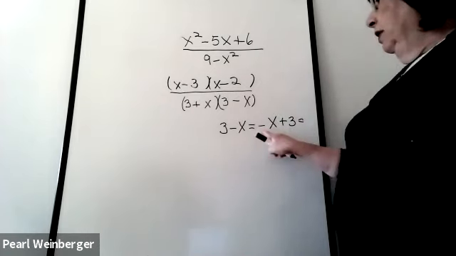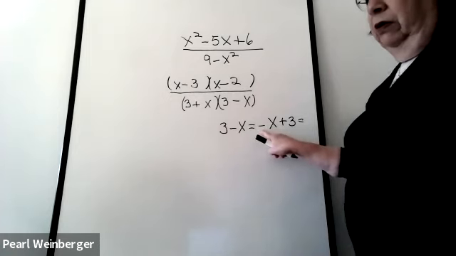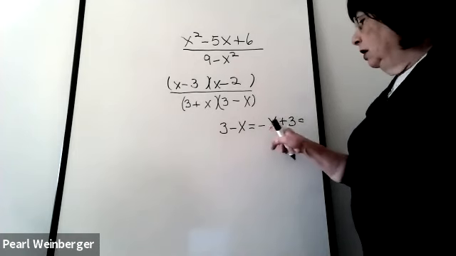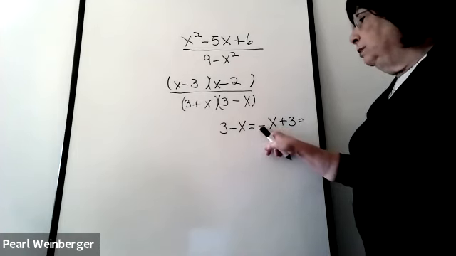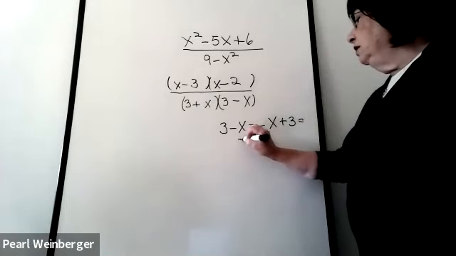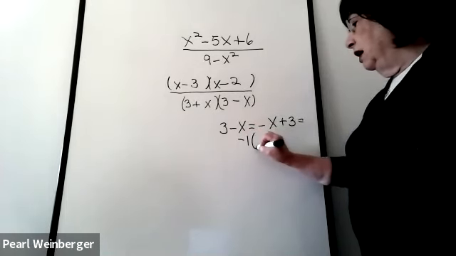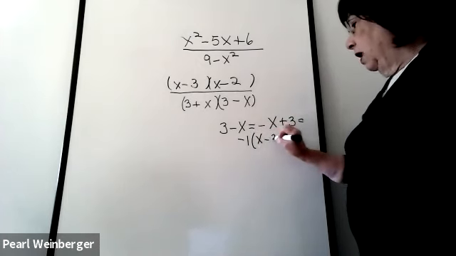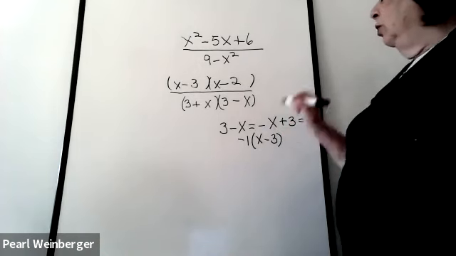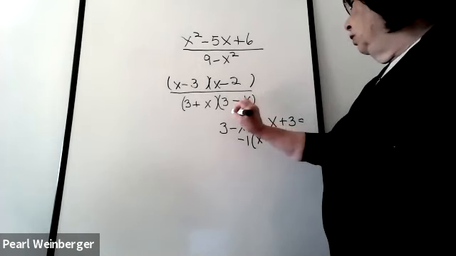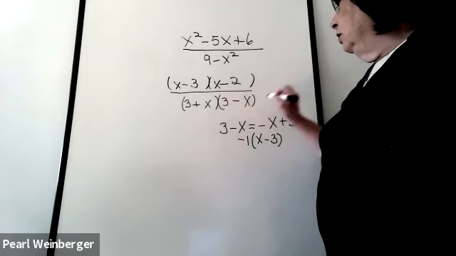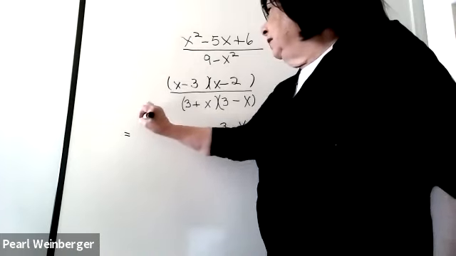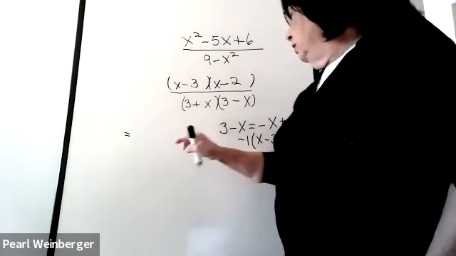And when we have a negative starting our polynomial and we want to factor it, we always use the negative as part of the common factor. This is the same as saying negative 1 times positive x, and negative 1 times 3. So really, I could have rewritten this as negative 1 times x minus 3.